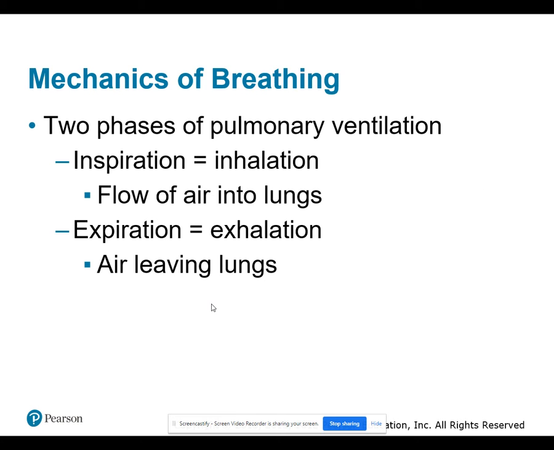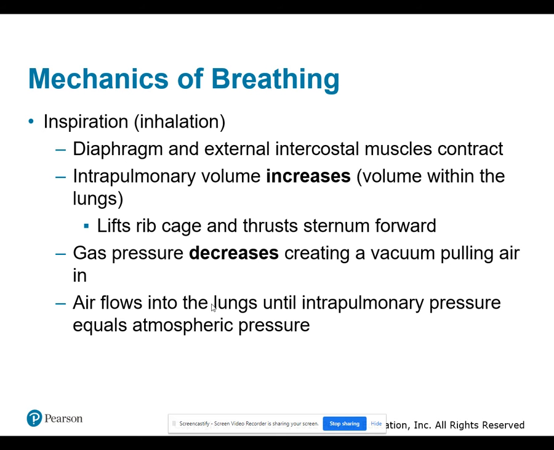Now, there are 2 phases that go along with pulmonary ventilation. You have inspiration, which is inhaling, bringing air into your lungs. And then you have expiration, which is where you exhale and breathe out and air leaves your lungs. Okay. So let's first delve deep into inspiration, or when you inhale.